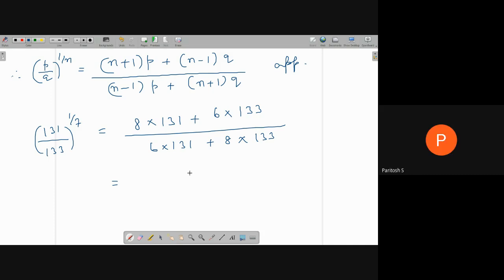Sir, in decimal form. Decimal form also you can tell, Rahul. Sir, 0.997. 0.997. Okay, thank you, Paritosh. Suppose we got a fraction, you can also give that, but you need to simplify. Yes, okay. So this is the final answer.